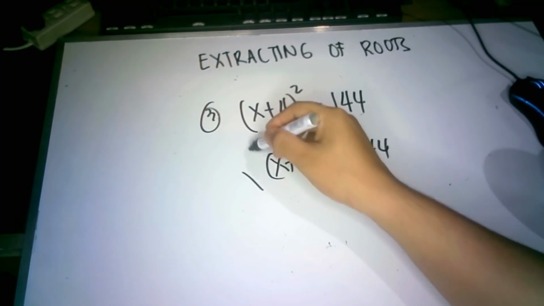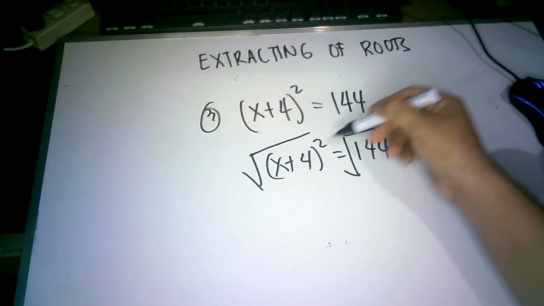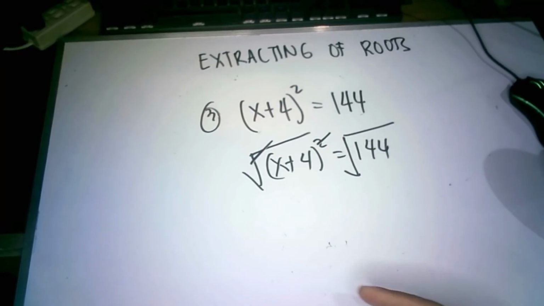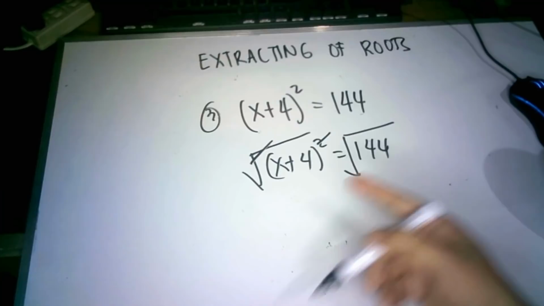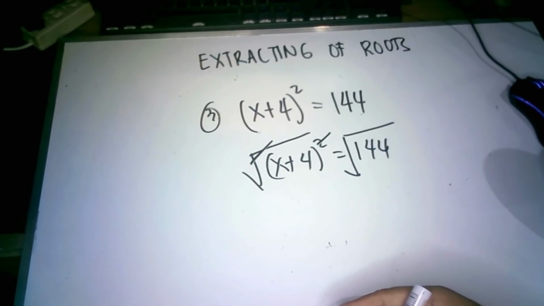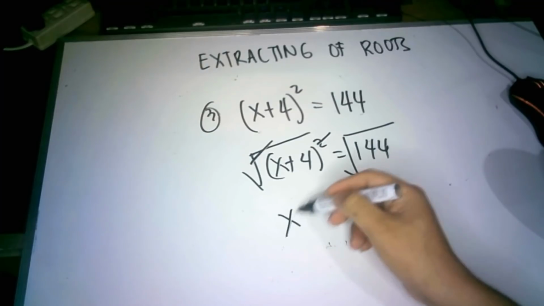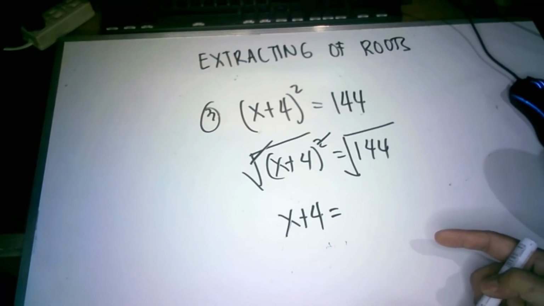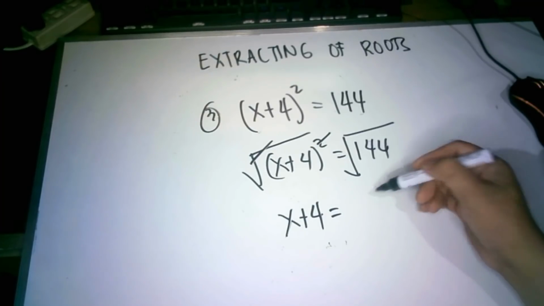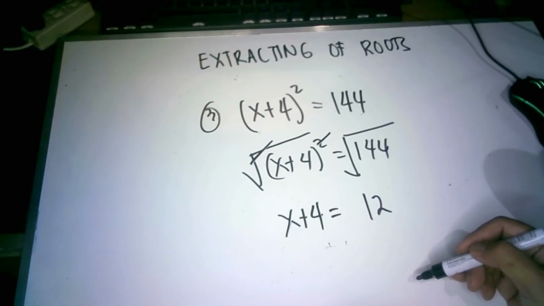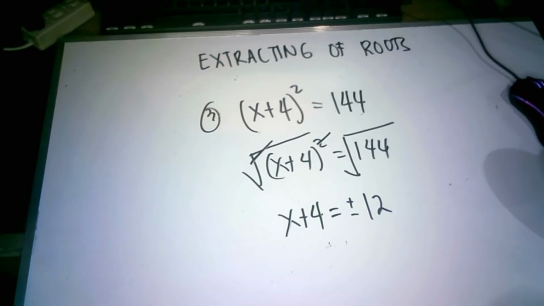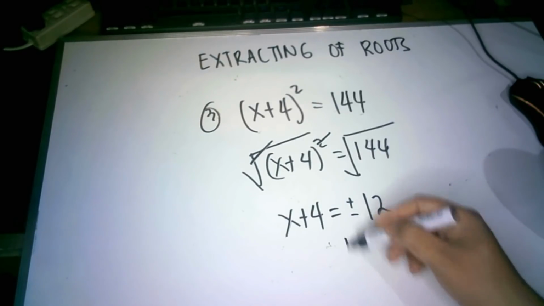What we will do is enclose it again so that the exponent 2 disappears. The purpose is that we enclose it in the radical symbol to cancel out the exponent 2. It is easier to manipulate or solve once the exponent 2 is gone. Then what remains is x + 4. On the other side, what is the square root of 144? Yes, of course, 12. Since the square root of 144 is 12, we get two values, positive and negative. Now this is where the two solutions appear.